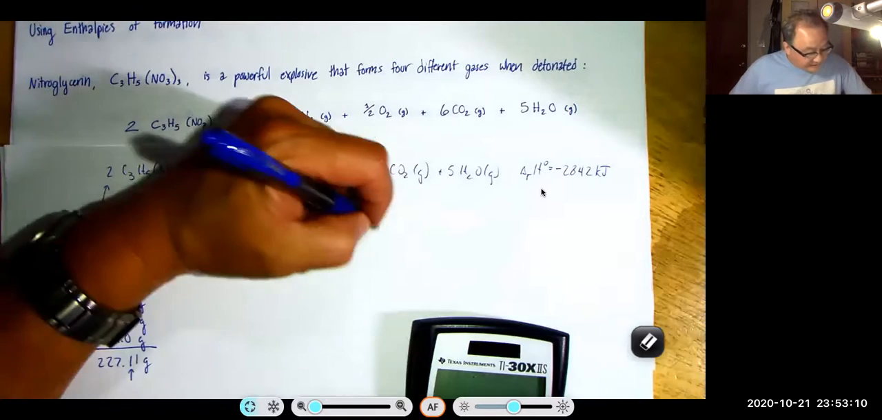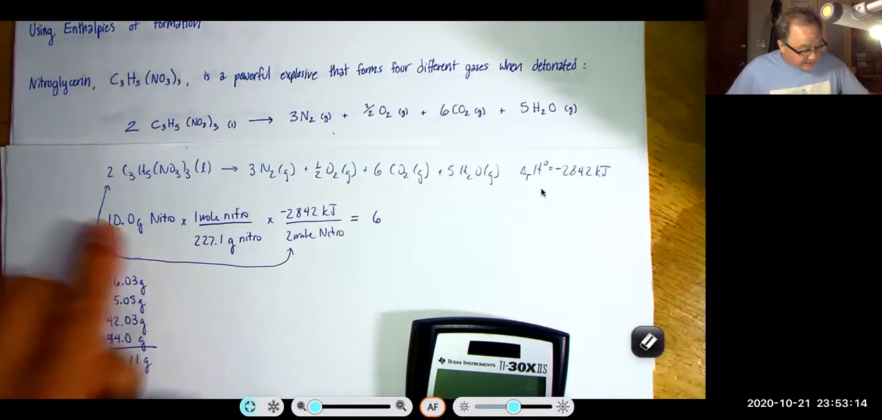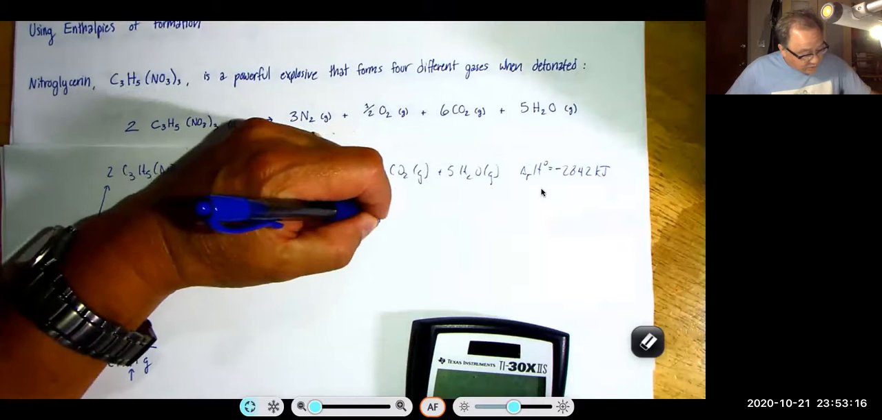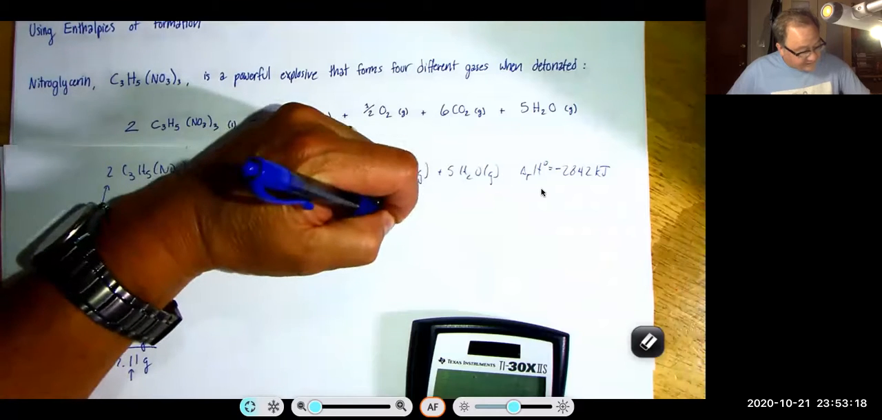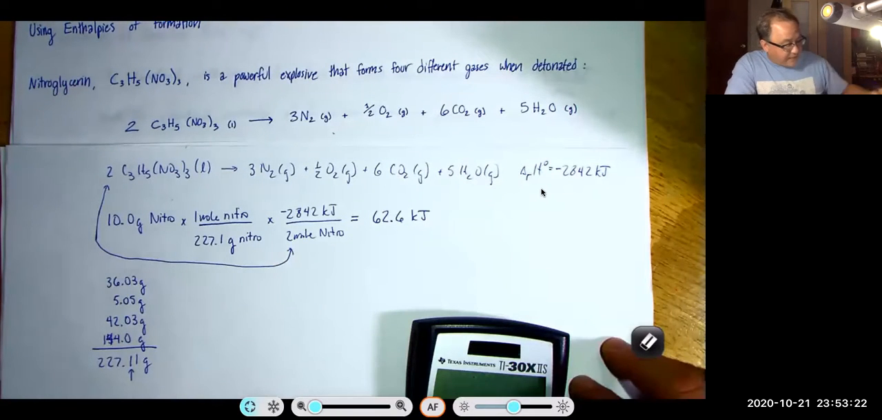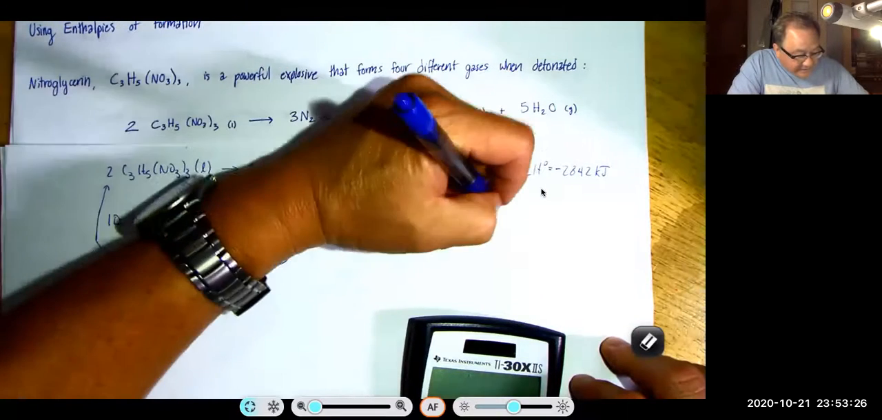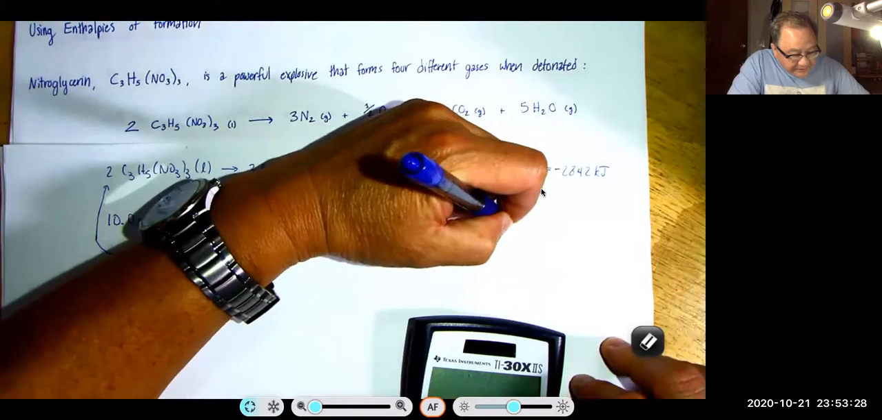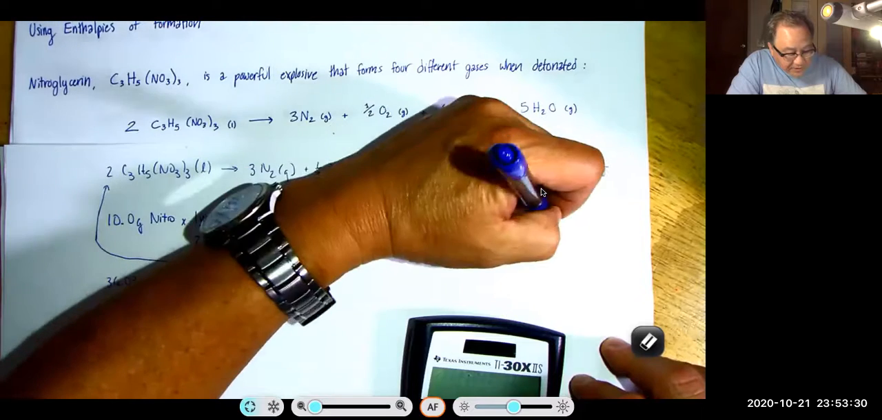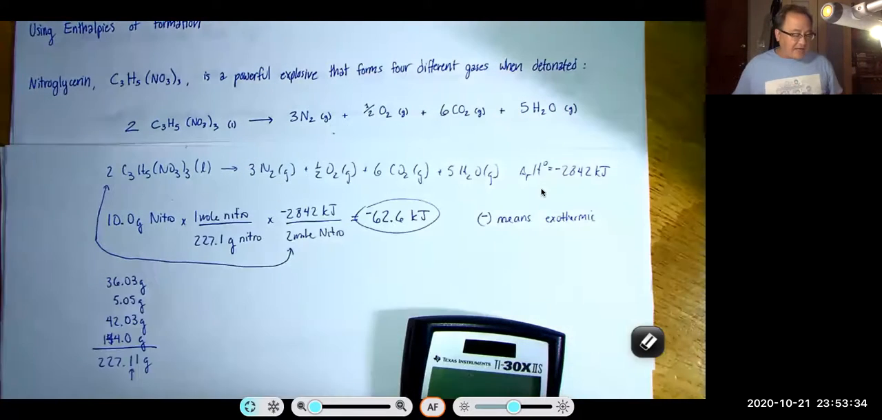And we get 60, and here, because of the 3 significant figures, we get 62.6 kilojoules. And it's negative, and the negative means exothermic. So this is energy released in the reaction, and this is an enormous amount of energy.